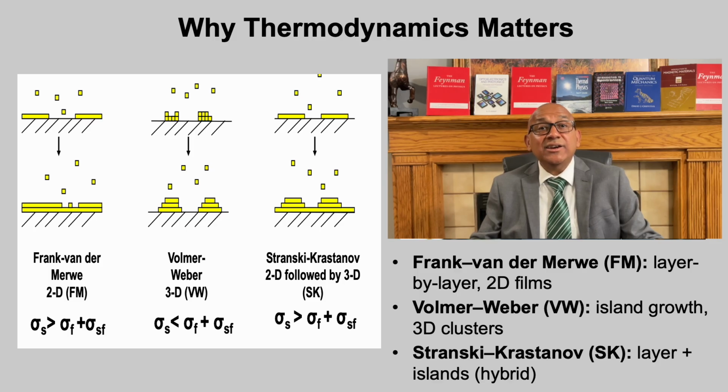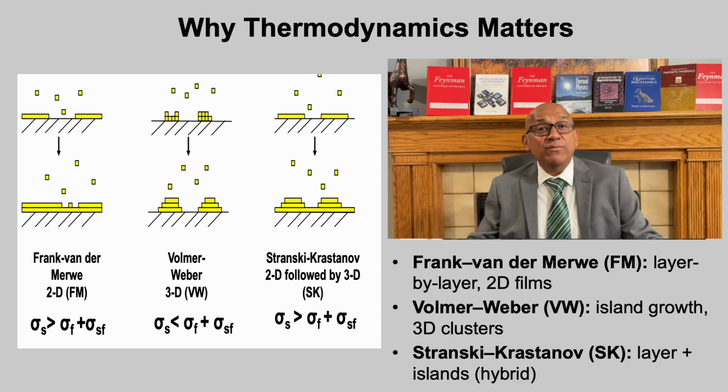In the Stranski-Krastanov mode, growth begins layer by layer, but strain accumulation makes the system switch to island formation after a few layers. This hybrid pathway produces islands on top of thin films, common in self-assembled quantum dot growth. By controlling these energy balances, we can direct whether a system grows dots, wires, or ultra-thin films, tailoring structures for different applications.